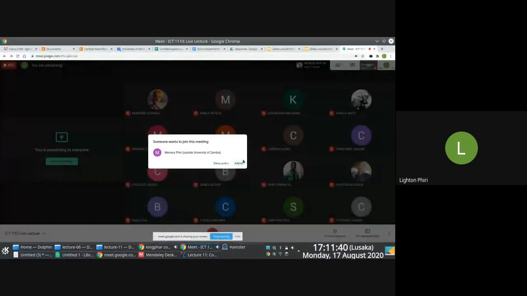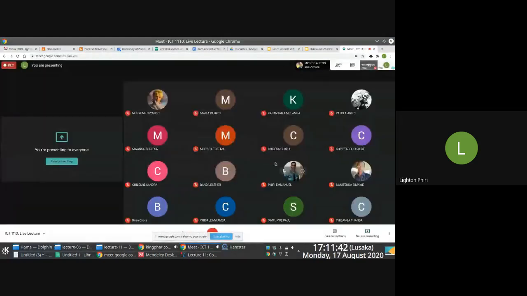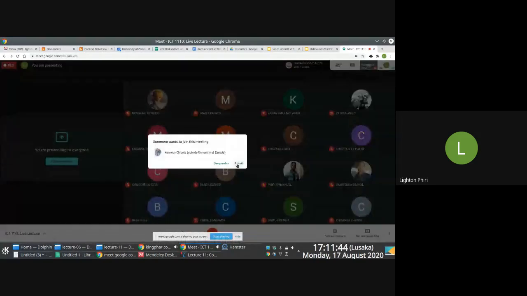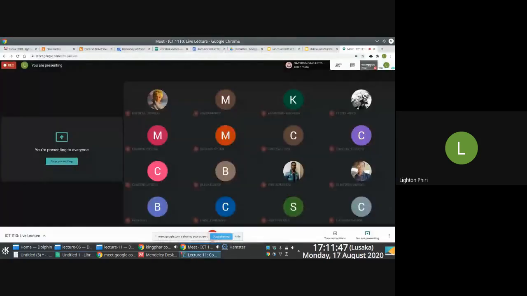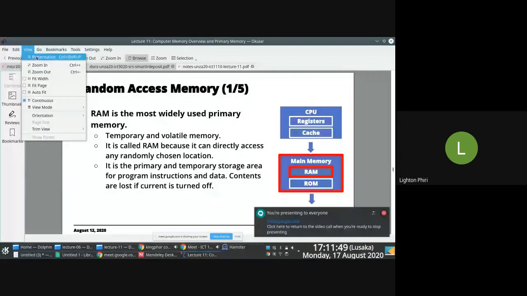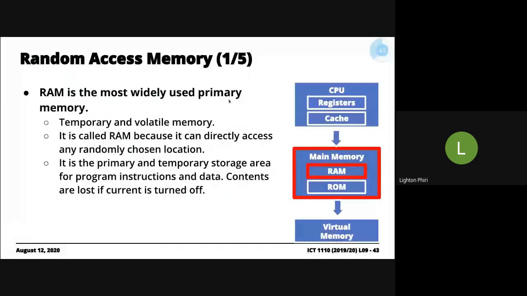I don't understand why people, this is the last time I'm admitting people like this. Why can't you just log in with your own email accounts? It's irritating, I tell you. People just never listen. Very sad.